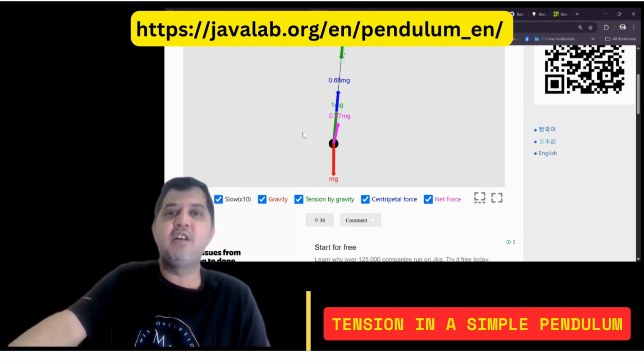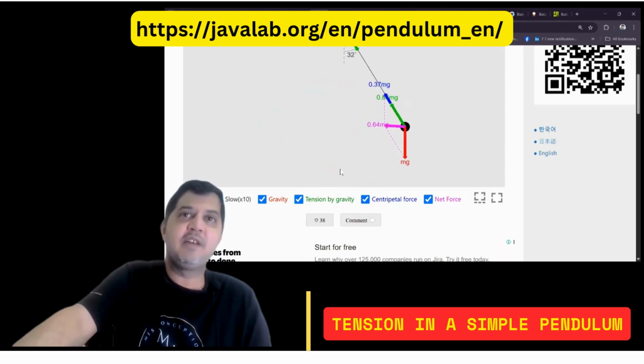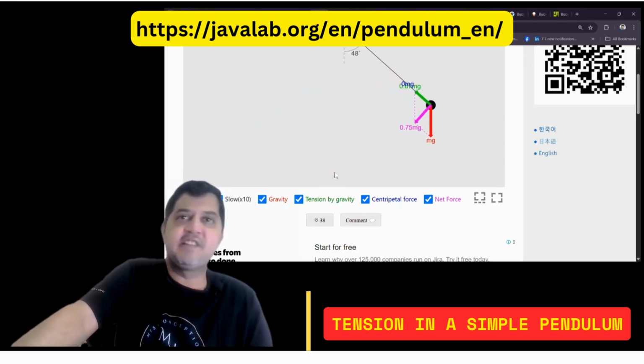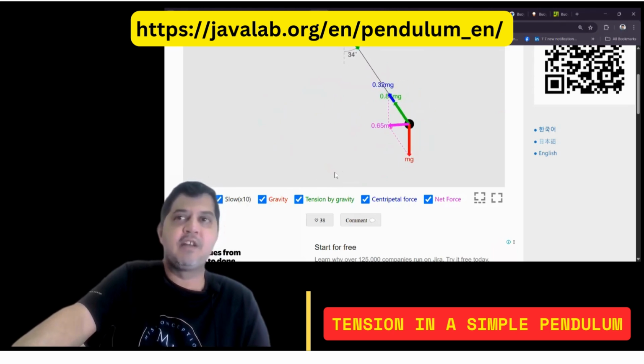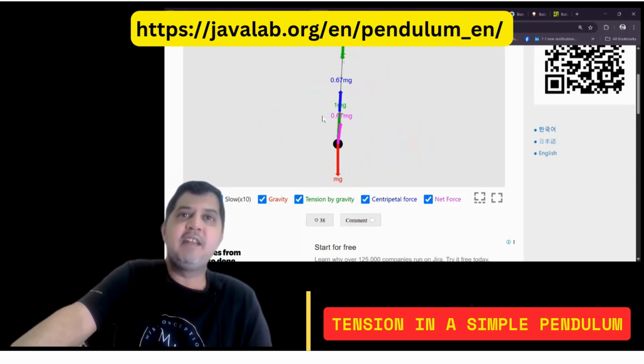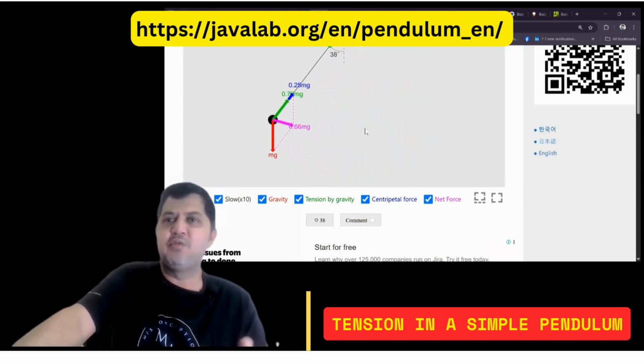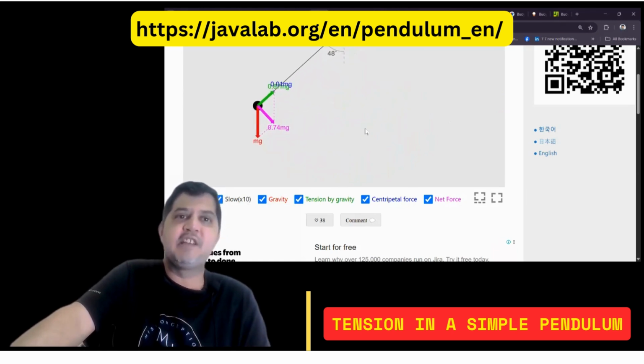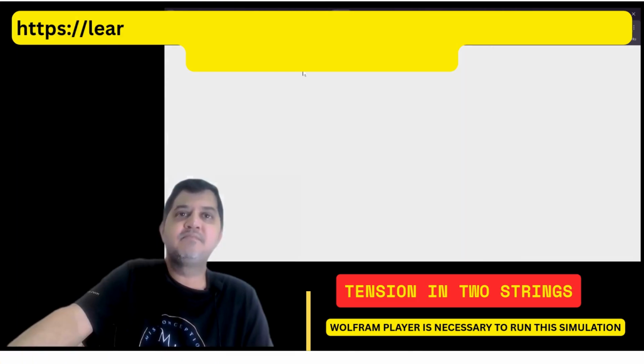So you can do a lot of things using this. Again, it could be used in your SHM. You can use this experiment in your circular motion, or in understanding the tension. All the three concepts you would be able to explore using this. To the next, let me move on.